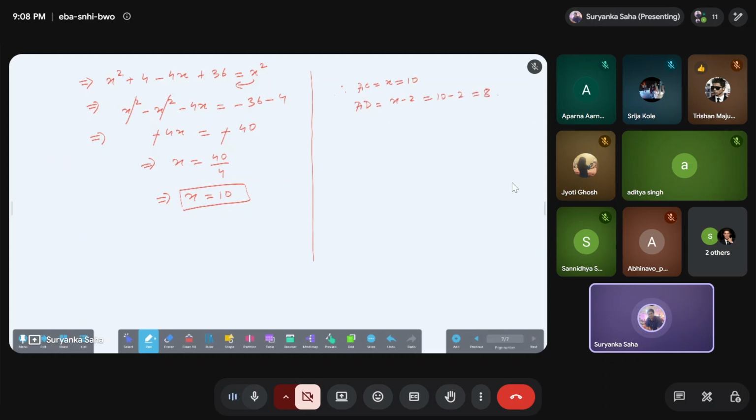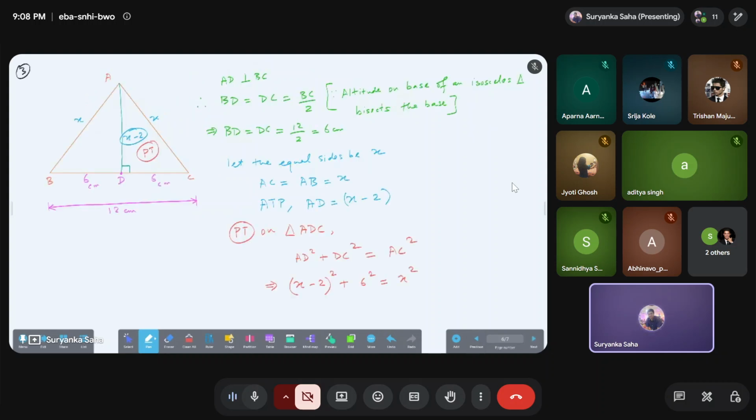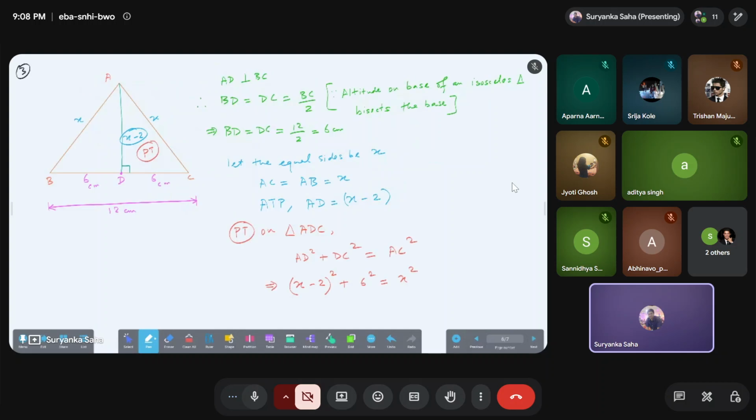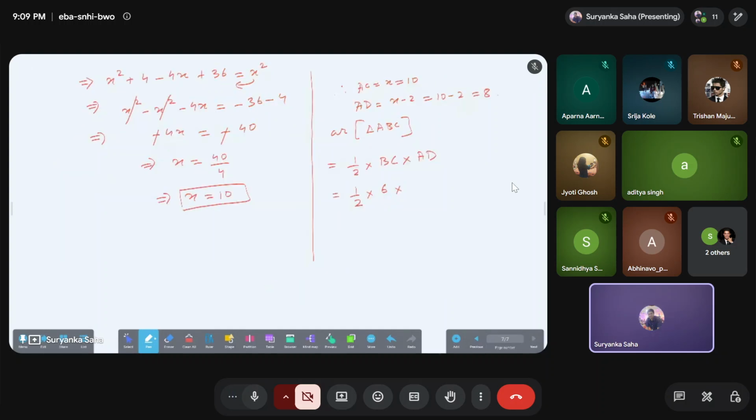So now area of triangle ABC. Take the full triangle. Half into full base, full base means BC. Half into BC into AD. Half into base into height. BC is the full base, height is the altitude AD. So half into BC is how much? 6. AD is how much? AD is x minus 2, which comes out to 8 centimeter. So right here, centimeters.